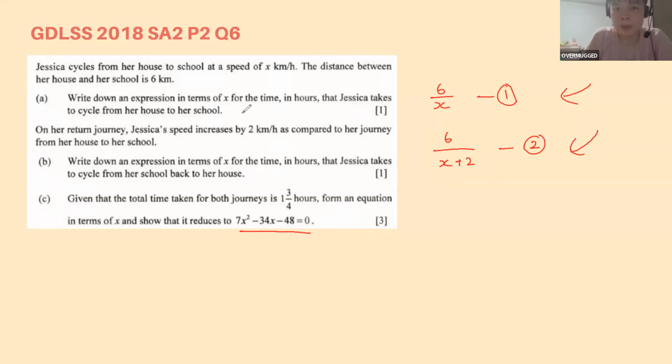Okay, so what do I know? The total time taken is 1 and 3/4 hours, right? 1 whole 3/4 hours. Total time taken, so I need to add both of them up. If this is ugly, you can always change to improper, so that's easier to work with as well. 7/4. Hopefully you all still remember how to change to improper. Alright, what do you all do next? What's the next step? Do you all know?